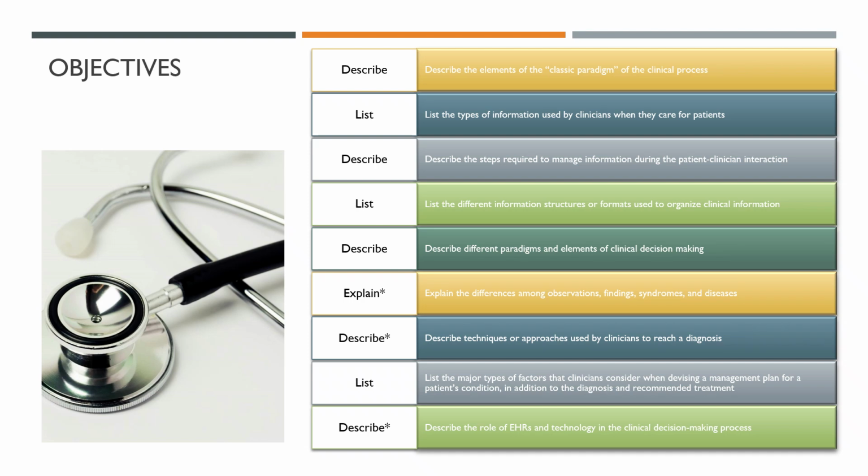So, clinical engineers need to understand how clinicians move from raw data to diagnosis. Observations are the raw details like blood pressure readings or lab values. Findings are the clinically significant observations selected by the clinician. Syndromes are clusters of findings that occur together but may have multiple possible causes. Diseases are specific conditions with known causes.